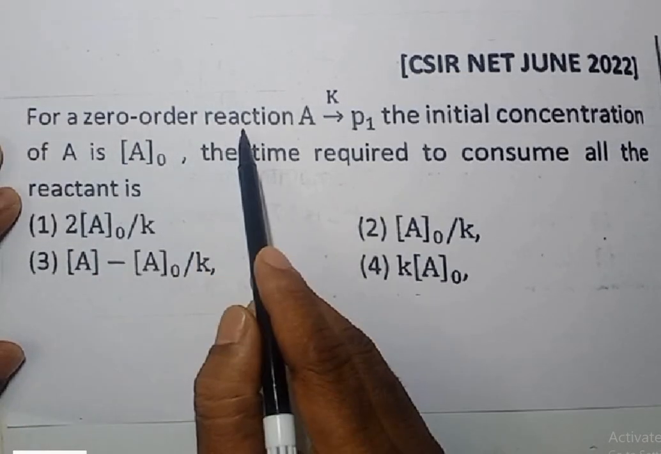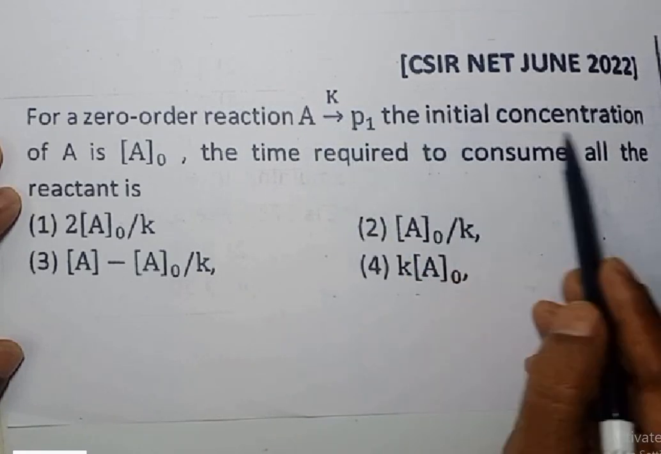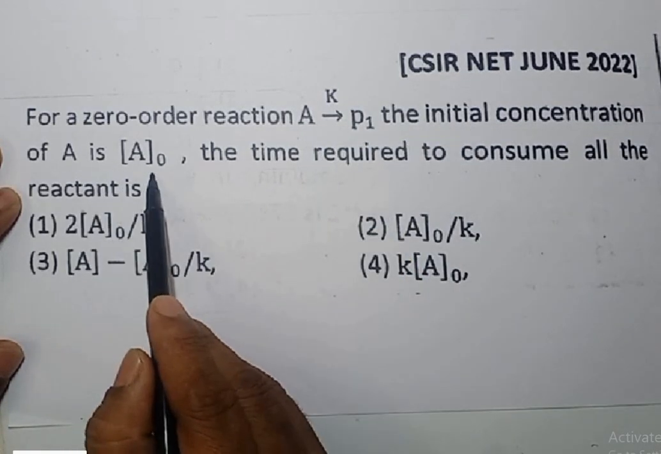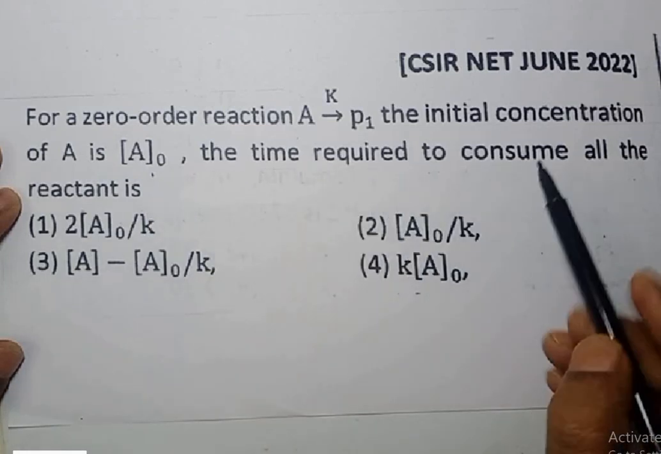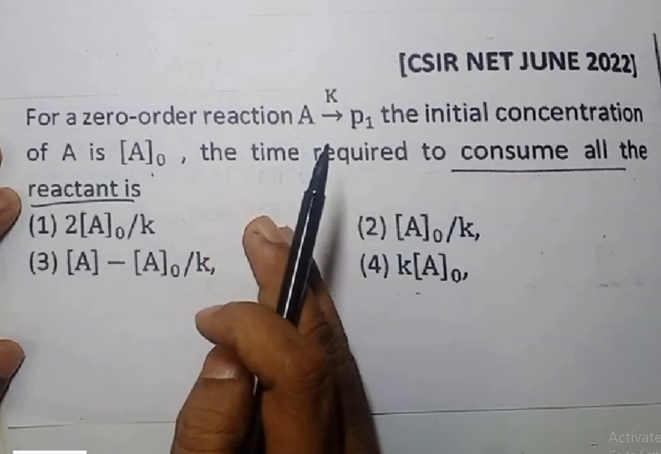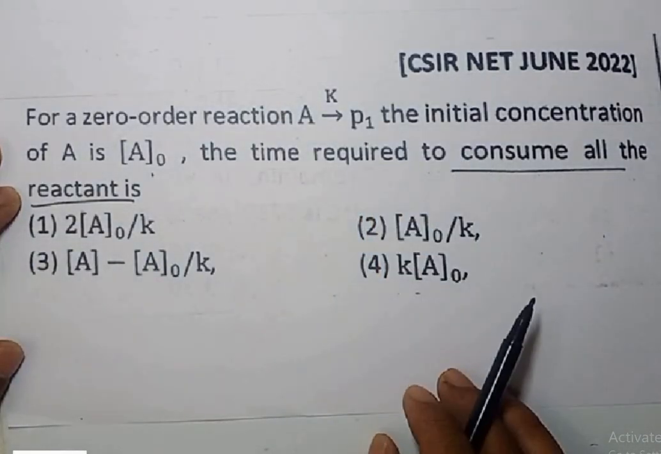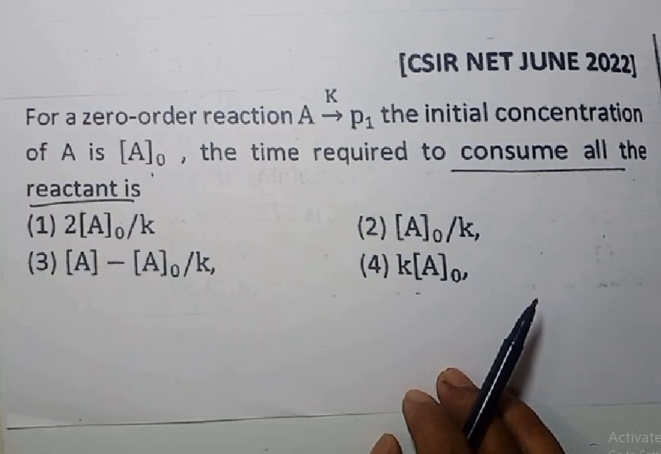A zero order reaction, A giving product, rate constant is K. Initial concentration of A is A naught. The time required to consume all the reactant: at what time does all the reactant get consumed? And it is given as a zero order reaction. How to do this?